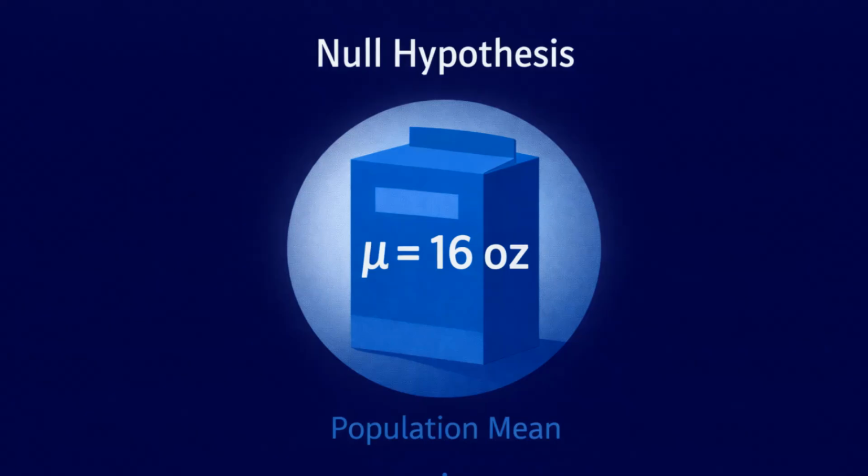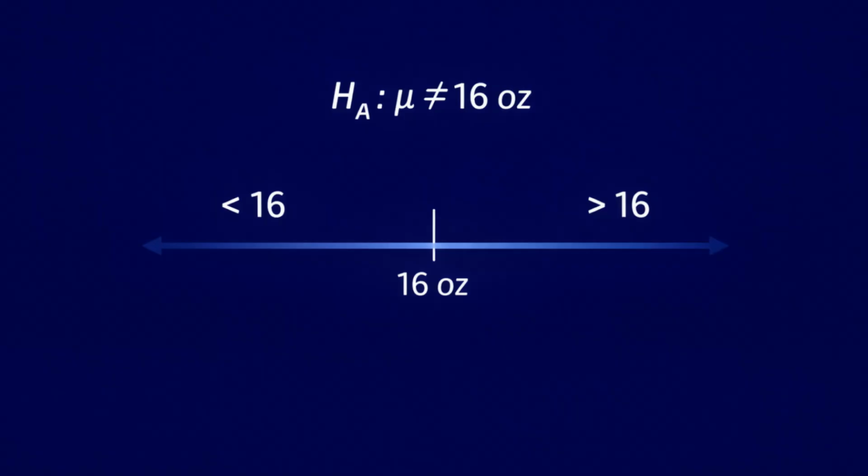Consider a cereal company that claims the average weight of its cereal boxes is 16 ounces. Because the claim contains equality, it belongs in the null hypothesis. The null hypothesis states that the population mean equals 16 ounces. If we want to test whether the true average weight is different from 16 ounces, the alternative hypothesis states that the population mean is not equal to 16 ounces. This allows for values either above or below 16.